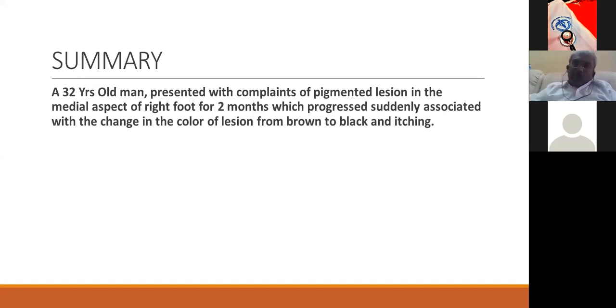So the TNM staging, the M alone. MX is when the metastasis cannot be assessed, or it has been operatively removed. M0 means no distant metastasis. M1 is divided into M1A, where it will be going to the skin and the subcutaneous soft tissues.